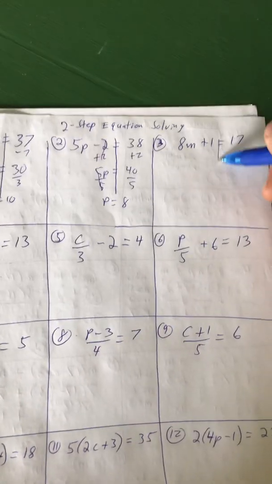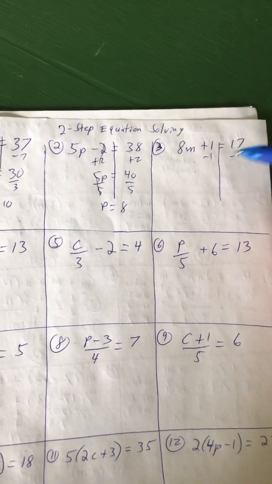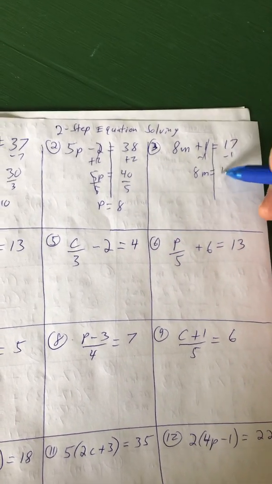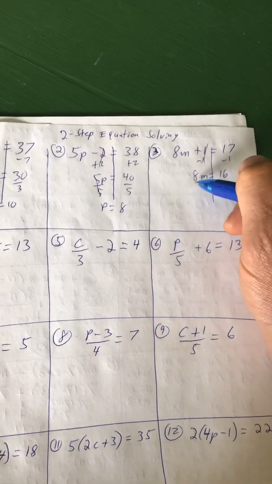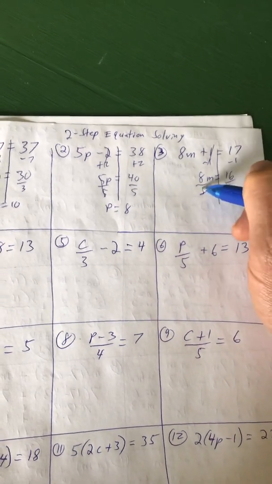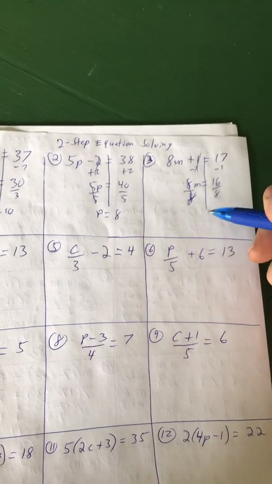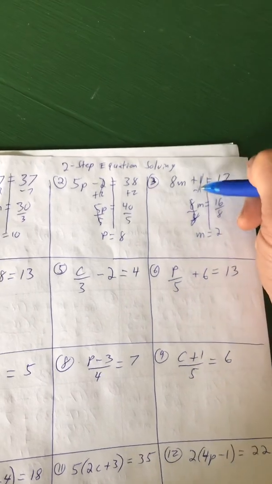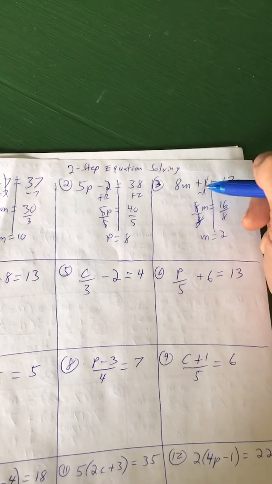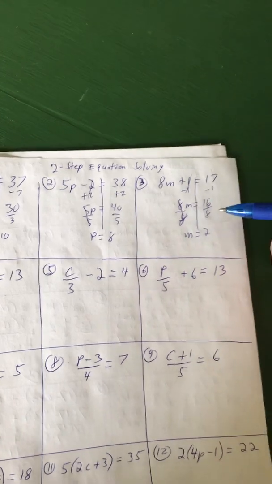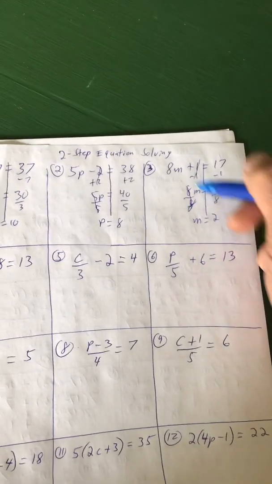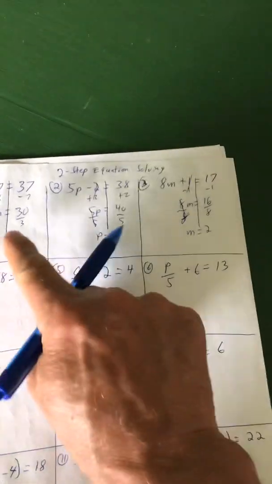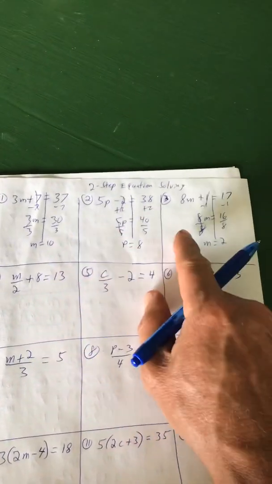I'm going to subtract 1 from both sides, and those cancel. Those are opposites. 17 minus 1 is 16. Then the opposite of multiplying by 8 is dividing by 8. 8 divided by 8 is 1, that cancels. m equals 2. And I can check: 8 times 2 is 16, plus 1 is 17. So these are just real classic two-step equations.